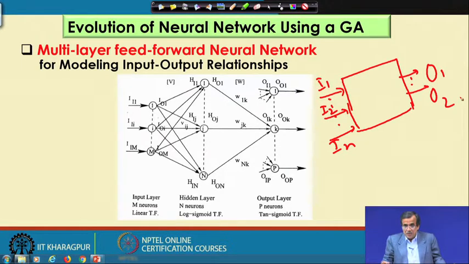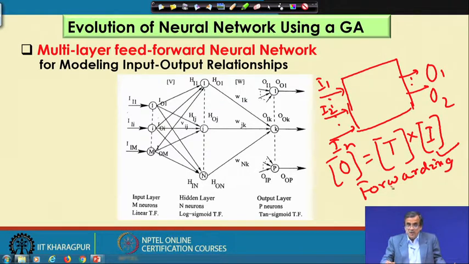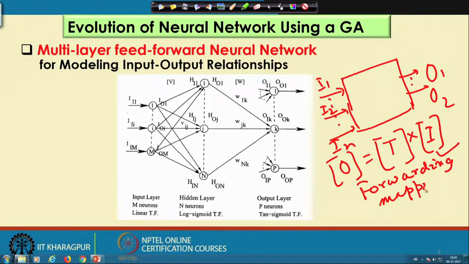The conventional method is like this. We try to express the output as a function of the input parameters, that is, output O is nothing but the transformation matrix T multiplied by the input parameters. Now, we supply a set of inputs, and if I know this transformation matrix, I can find out the set of outputs. This is known as the forward mapping, and it is required just to find out the input output relationship of a particular process.